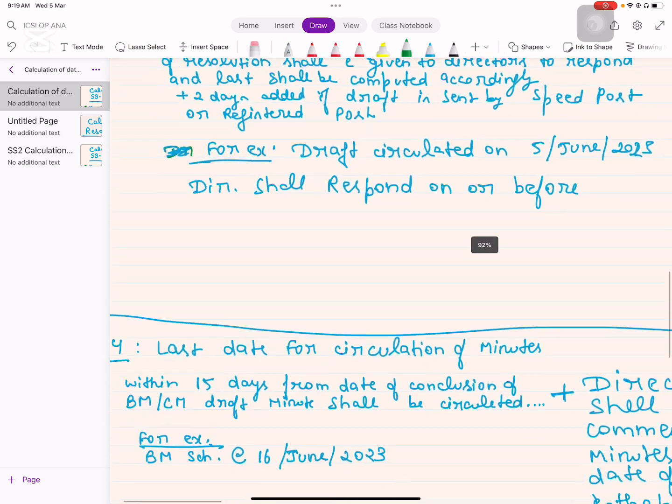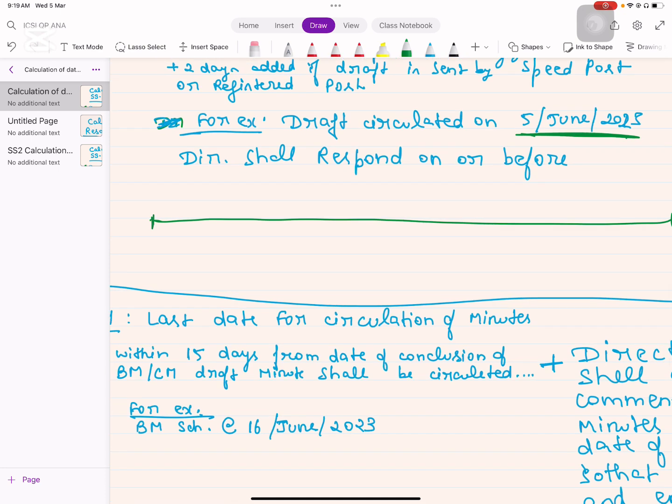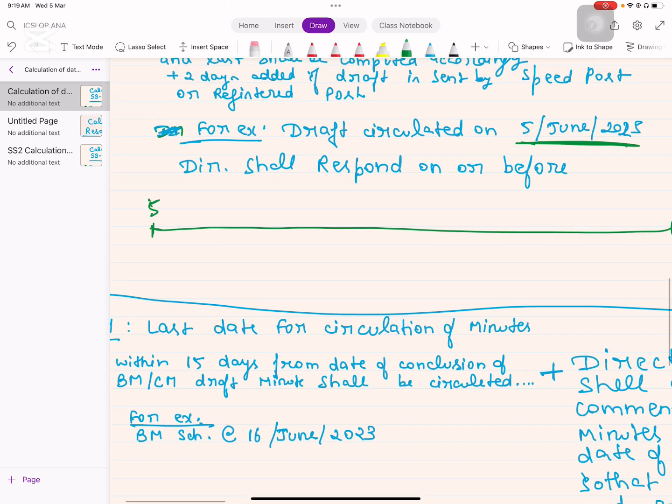Hence, since this is a small number, we can draw a time chart. So the draft was circulated on 5th June. We will start counting from the date itself, that is 5th June. 1, 2, 3, 4, 5, 6, 7. So 5, 6, 7, 8, 9, 10, 11. So directors have to respond on or before 11th June. This is our answer.